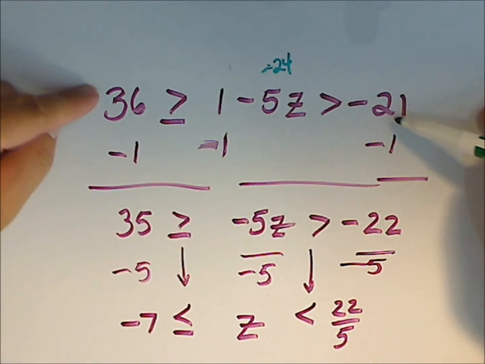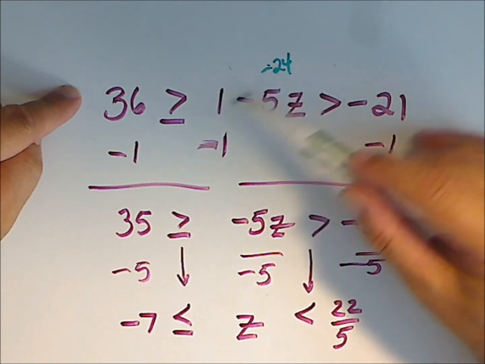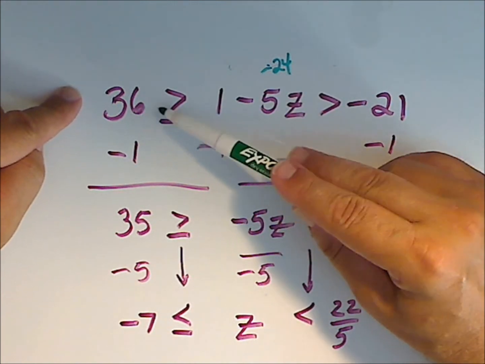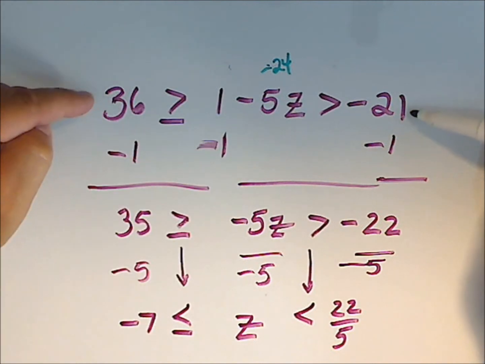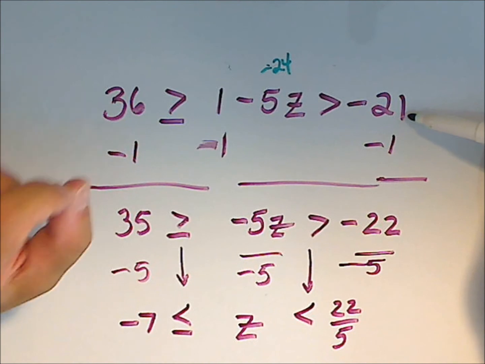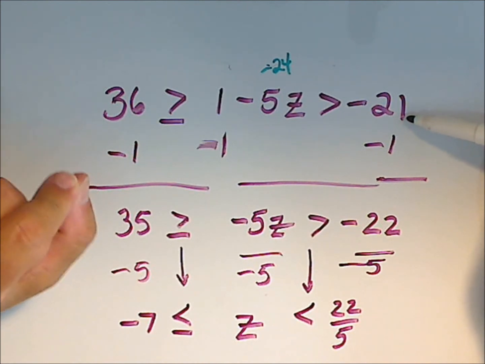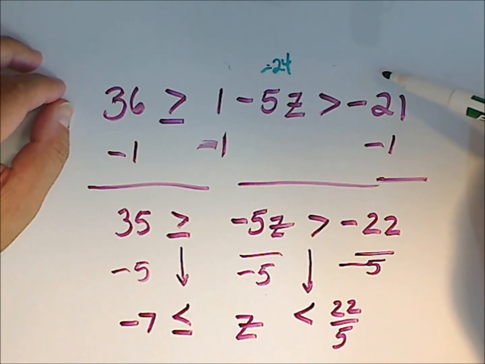And since this is a compound, all of it has to work. Well, negative 24 is less than 36, and 36 is greater than negative 24, but the right side didn't work. And since they're all chained together, the whole thing has to work. And that's why we normally only use these compounds for and, because an or can get a little messy.